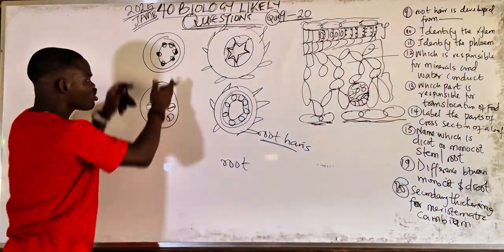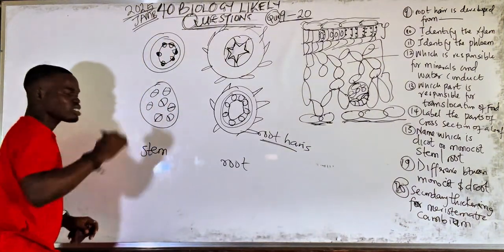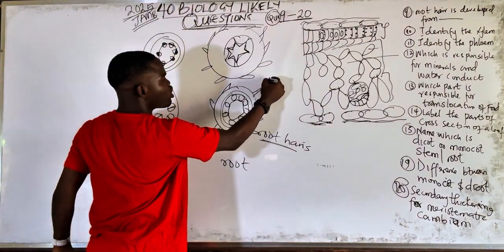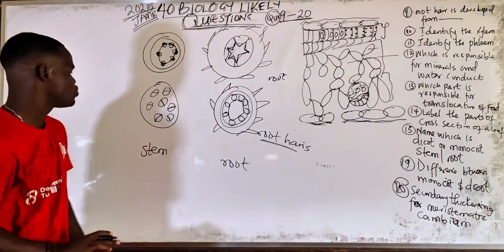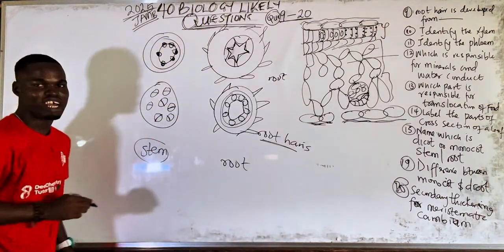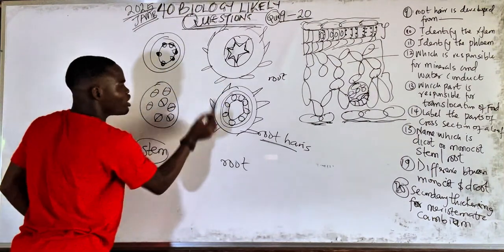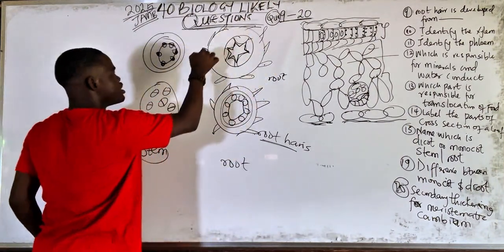Okay? Now, automatically this diagram will be for stem. Of course, there's nothing like root hairs. That means this is also roots, but you don't know which roots. This is also roots, you don't know which roots, so I'll be teaching you how to know which roots. Now, since we already identified that these are stem, and these are roots because of the presence of root hairs, okay?